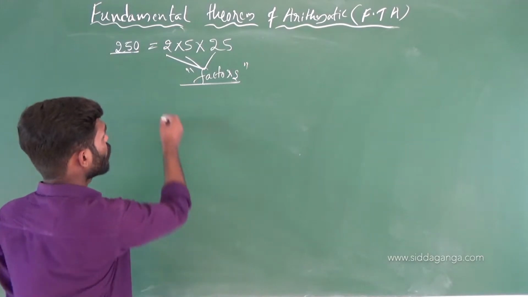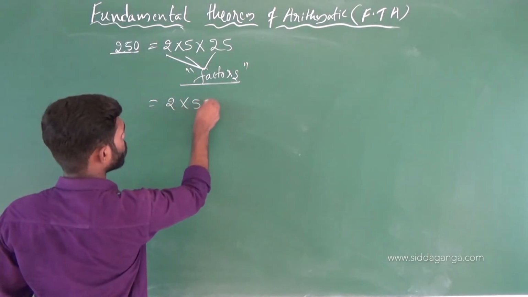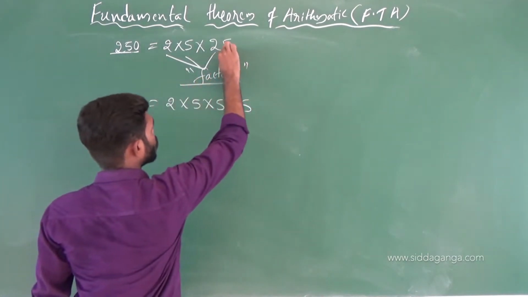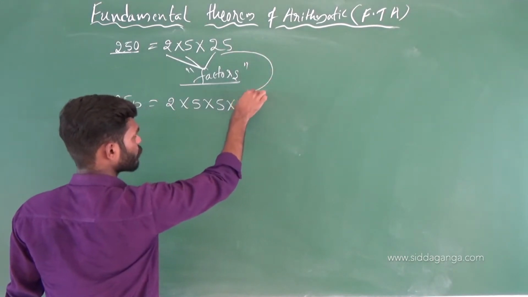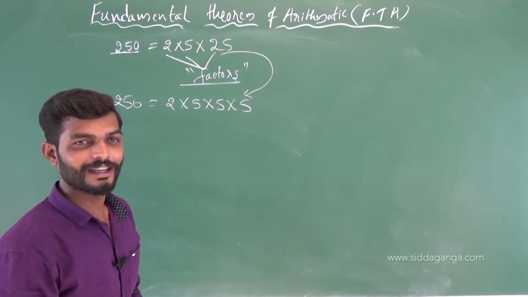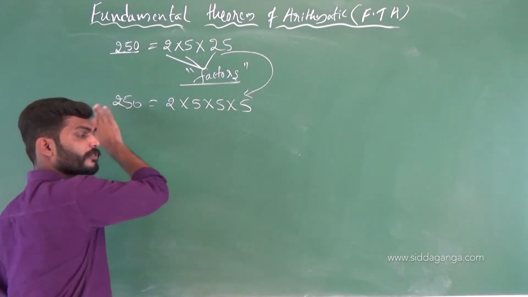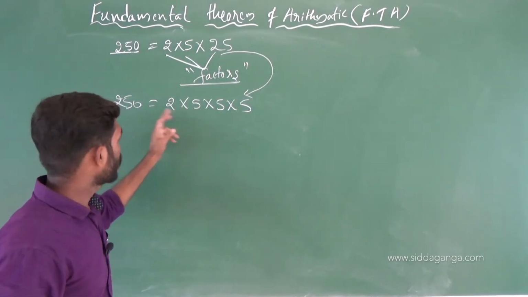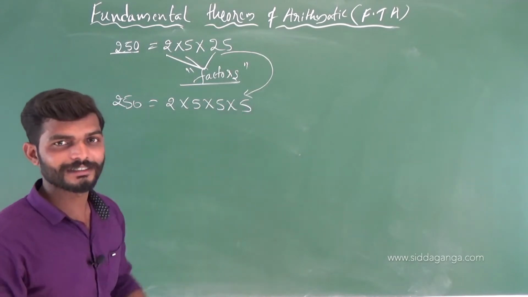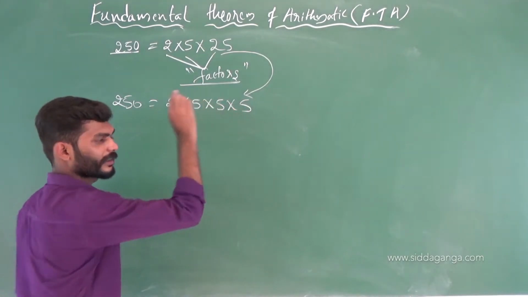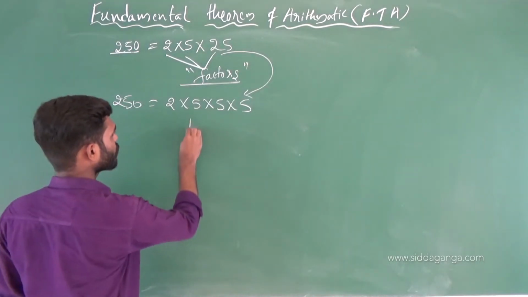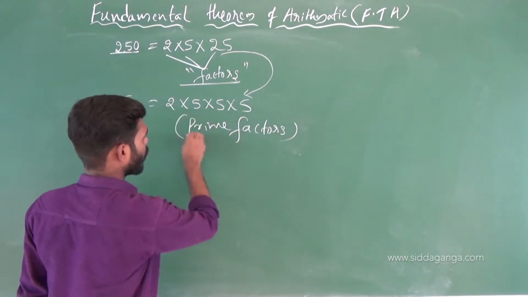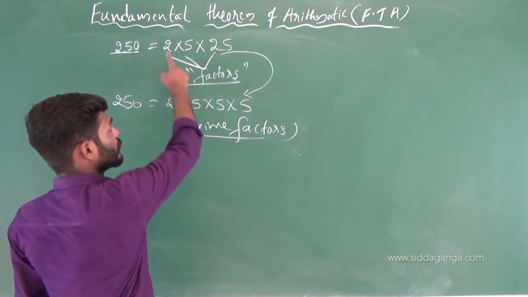Now what if I write like this: 2, 5, 5, 5. That is, I differentiated 25 into 5 into 5. Now tell me, are all these factors of 250? Yes, they are the factors of 250 because using these 4 numbers only I got 250. It's a multiplication process. Therefore I can call these factors, but here I call them prime factors.